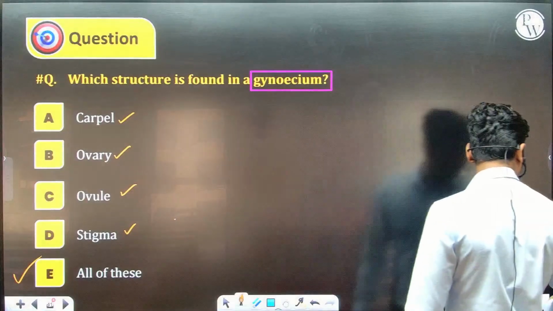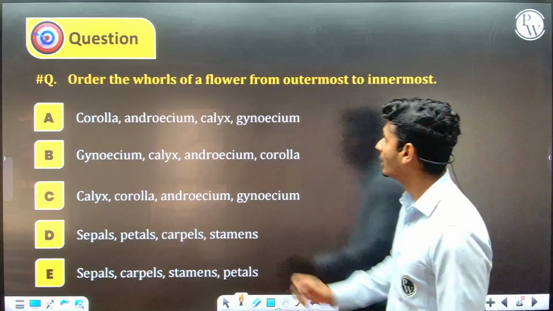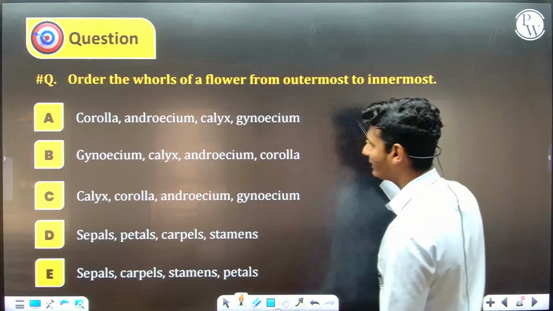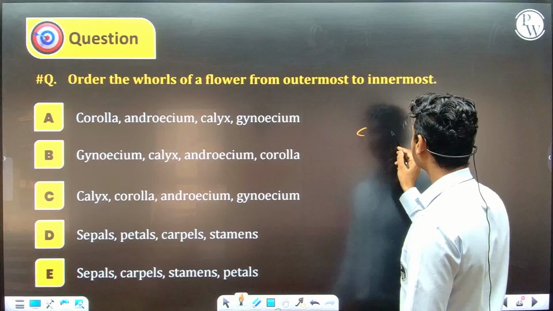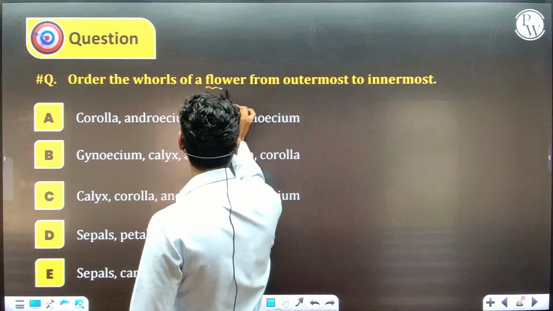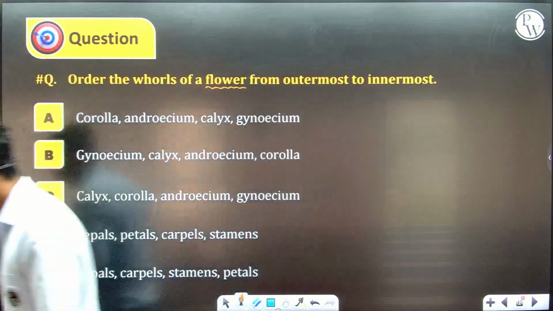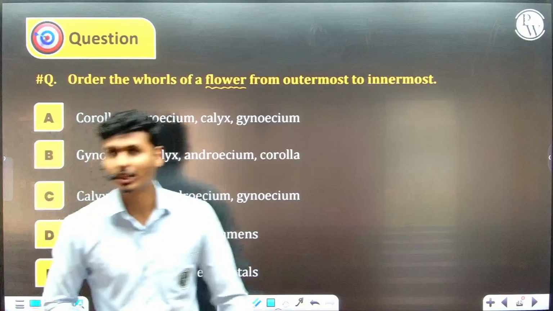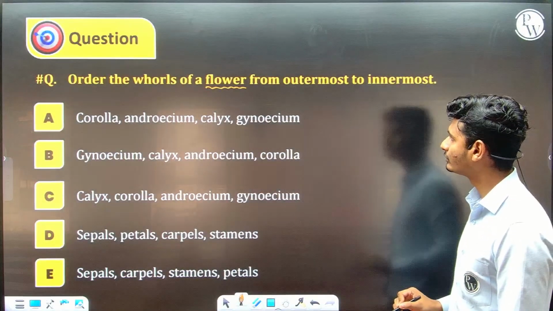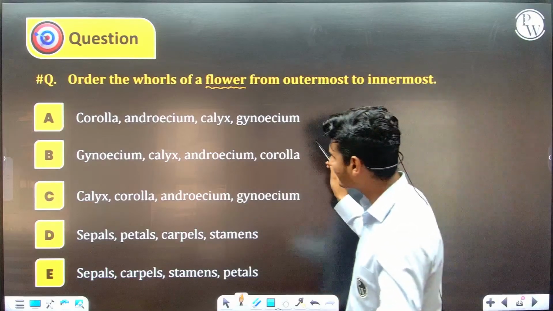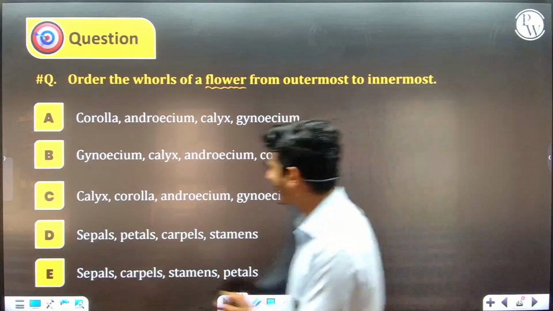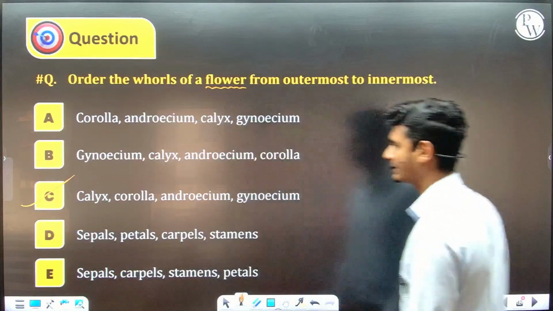Second MCQ. Order the whorls of a flower from outermost to innermost. It's definitely calyx outermost. And about the flower, they are not saying anything about the anther. They are asking about the flower, from outside to inside. How many of you are saying outside to inside? Outside is the calyx, then corolla, then androecium, then gynoecium. Calyx, corolla, androecium, gynoecium. C is the correct answer.